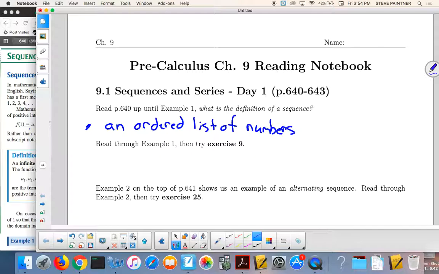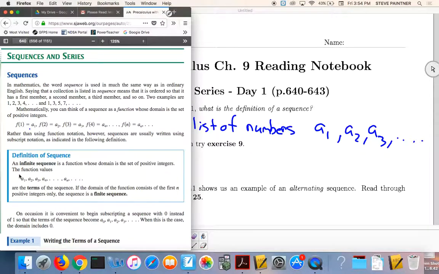Normally, we denote a sequence by saying a1 is the first number in the sequence, a2 is the second number, a3 is the third, and so on. That's what we mean when we say it's an ordered list of numbers. It wants us to read through example 1 and then try exercise 9. So let's go over to our book and see what example 1 is.